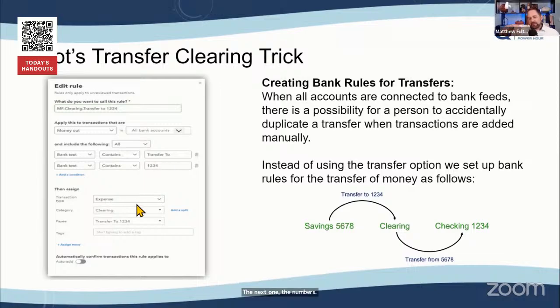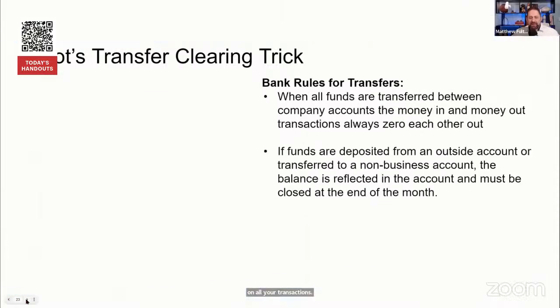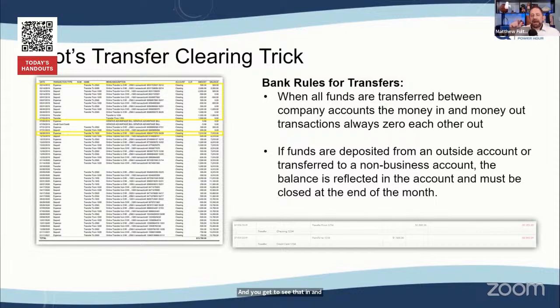By doing this, it goes from one account into a clearing account, and out of the clearing account to the other. Because of the rules, it's just as efficient as the transfers, but you get names on all your transactions and you get to see the in and out very easily. So you can go back and reconcile very, very fast. I can't see that easily at all.